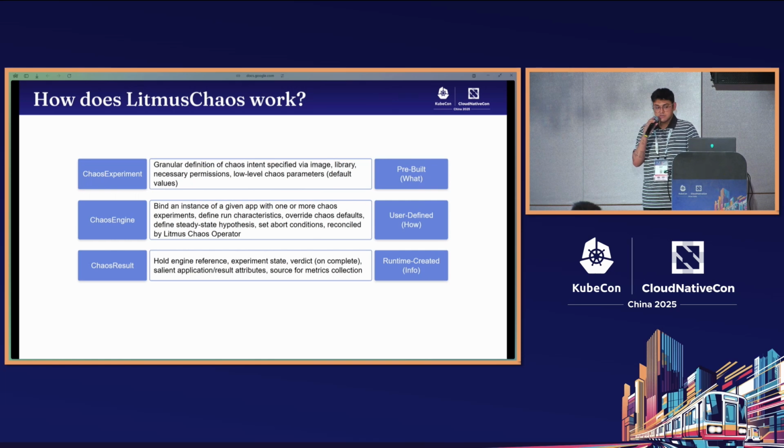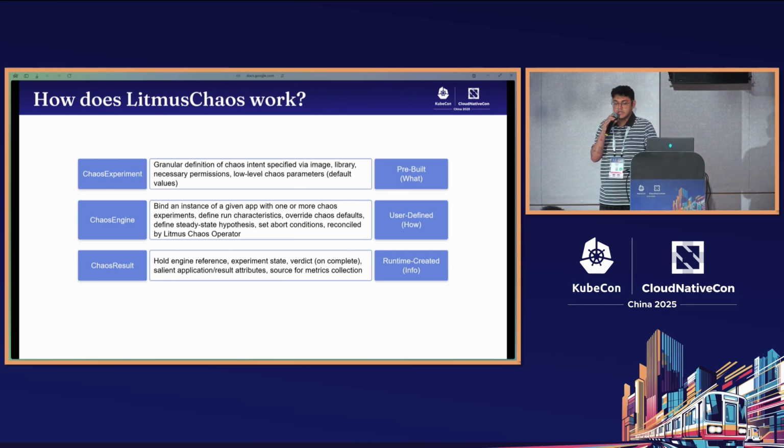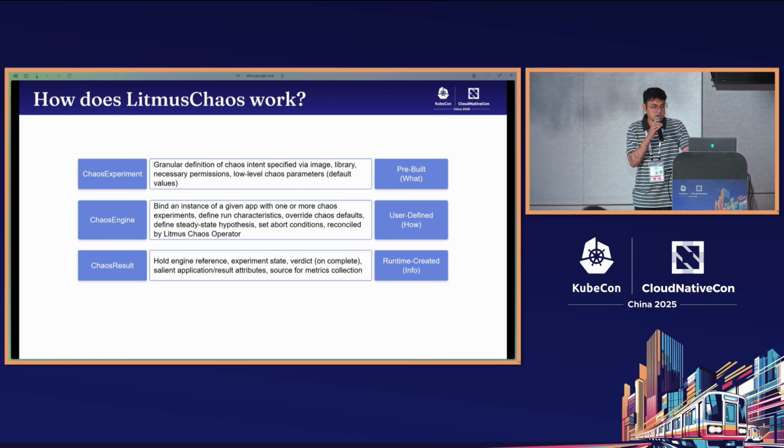So these are the 3 CRDs once more. We have chaos experiment, chaos engine, and chaos result. Chaos experiment is the pre-built, which is the what you are injecting, and that is the images, libraries, permissions, low-level parameters, or the blueprint basically. Chaos engine is the user-defined, or the how you are doing it. So what is the interval, what values you're overriding, what is the hypothesis, what are the abort conditions, and so on. And lastly is the chaos result, which is the info, or what exactly happened, what do I learn from it. So you will see the experiment state, the verdict, the attributes, and so on.